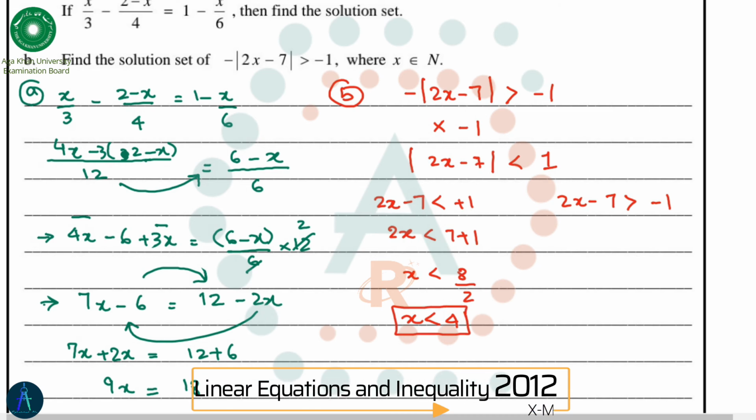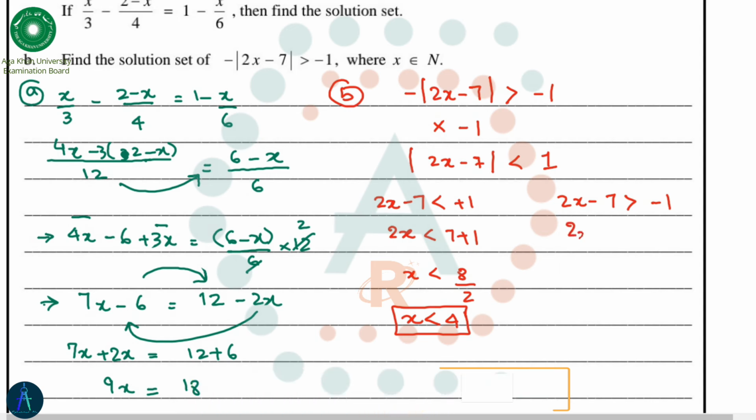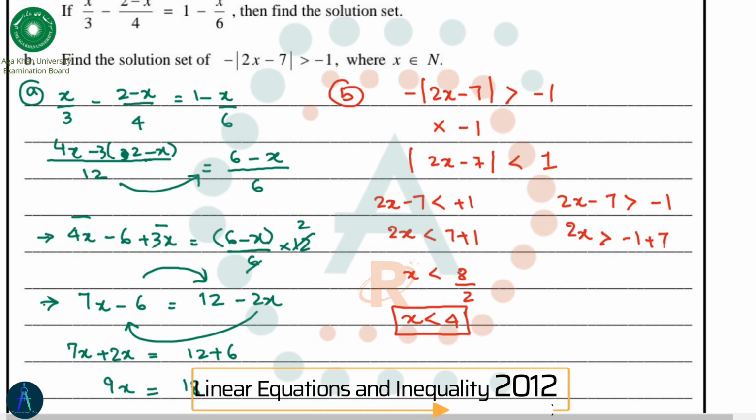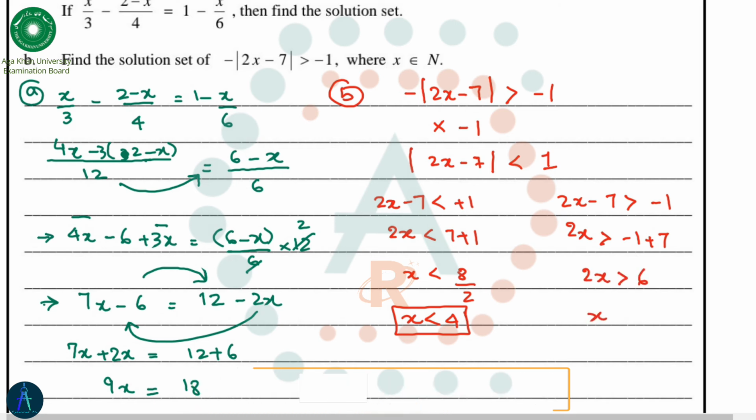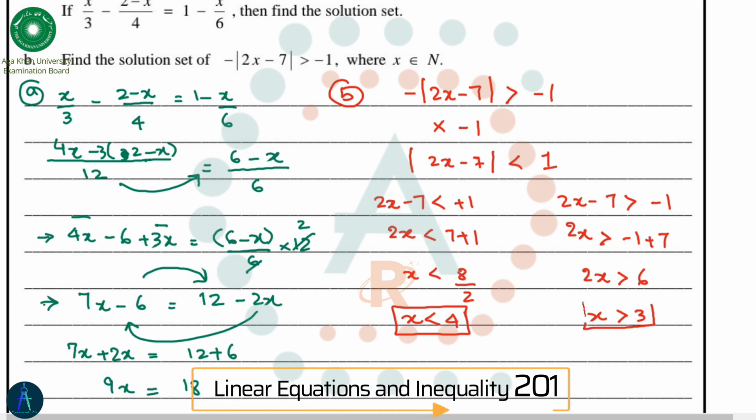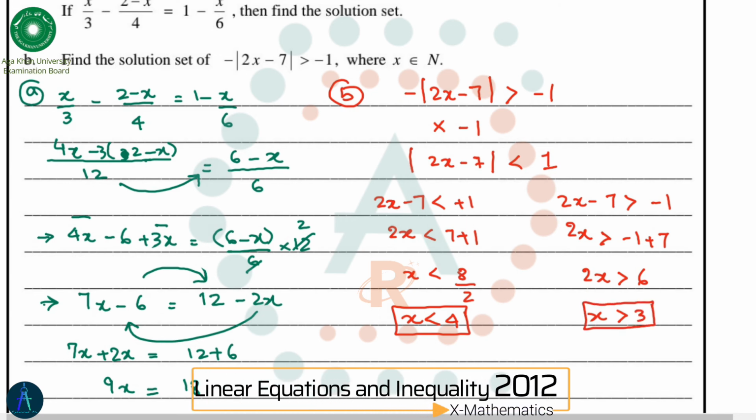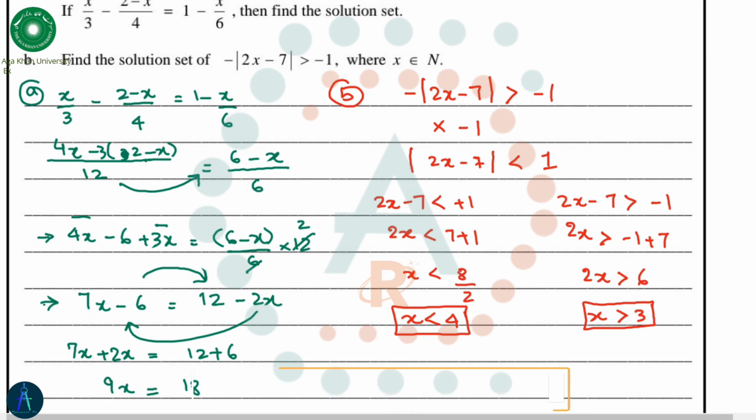This is the value of x from one side. Let's solve the other side. So 2x will be greater than minus 1 plus 7, and 2x is greater than 6 or x is greater than 3. So this is the value of x from the other side of the modulus inequality.